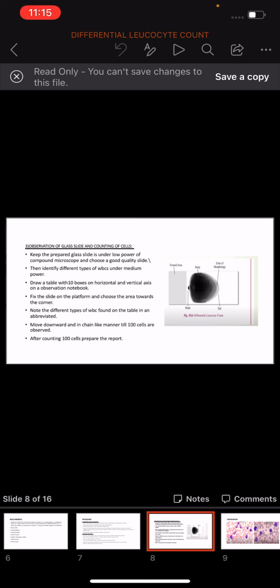Note the different types of WBCs found on the table in abbreviated form. Move downward in a chain-like manner till 100 cells are observed. After counting 100 cells, prepare the report.